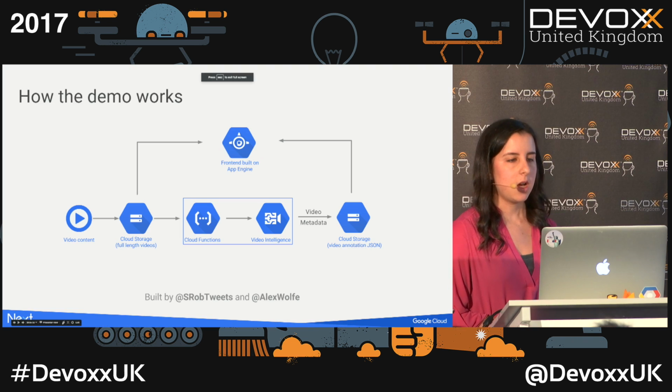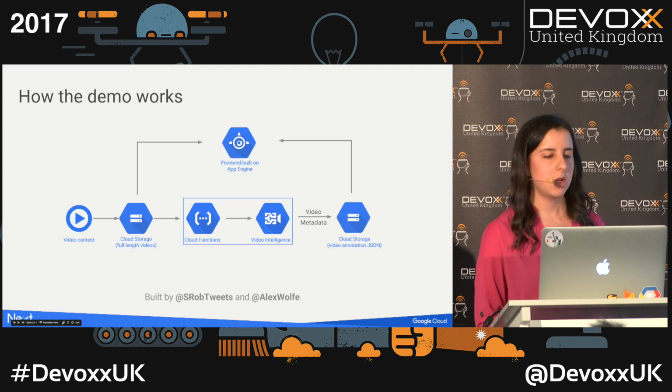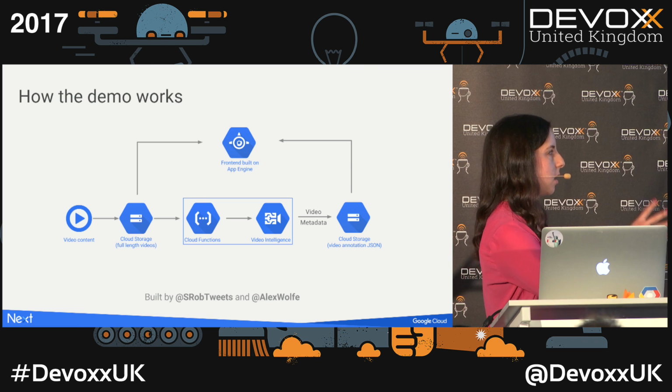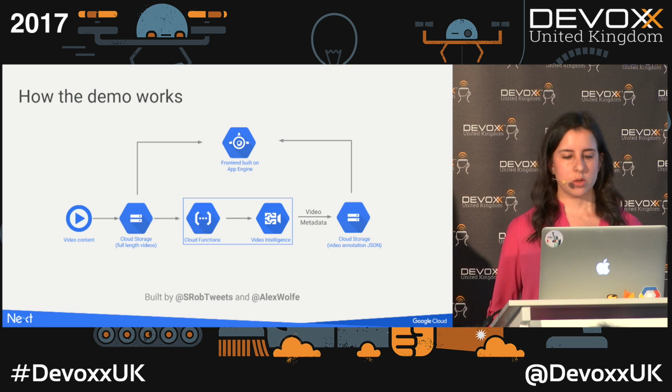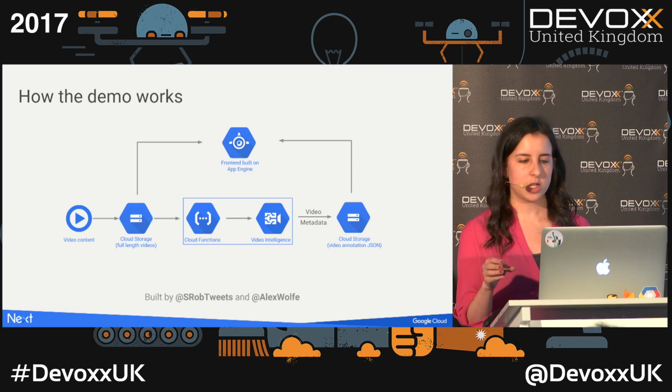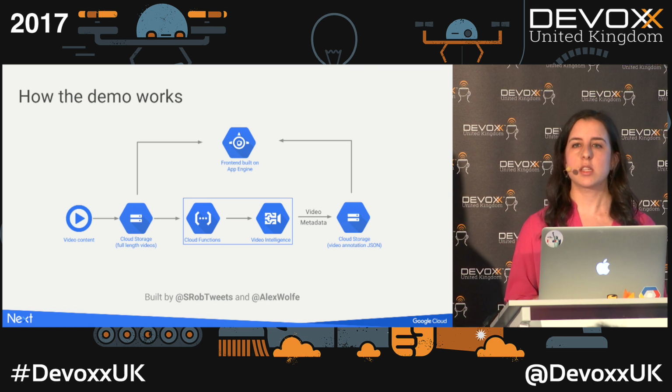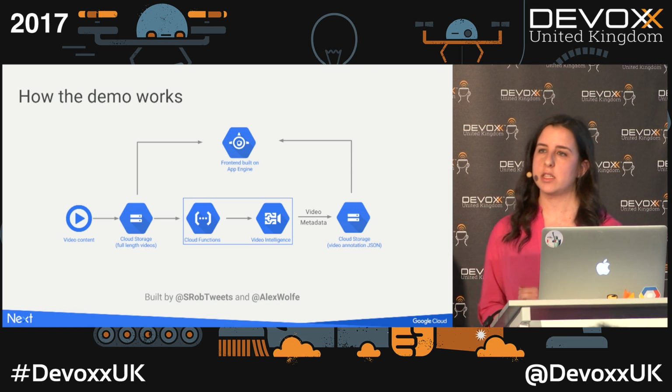A little more detail on how this demo works. So all of the videos are stored in a Google Cloud Storage bucket, which is our object storage tool. And I use a tool called Cloud Functions, which is event-driven microservices. So I have a cloud function that's listening on my storage bucket that's going to be triggered anytime a new file is added to that bucket.